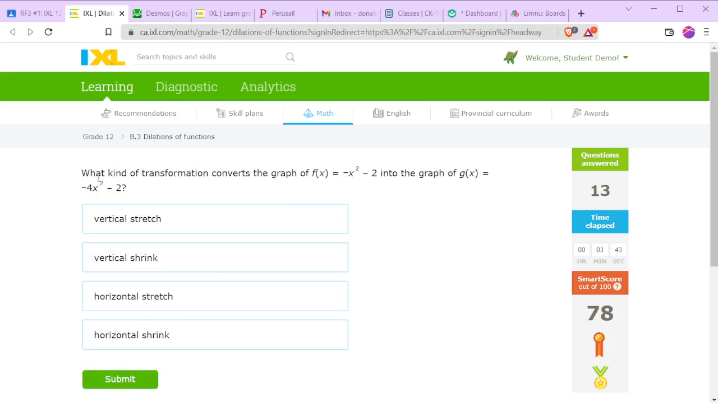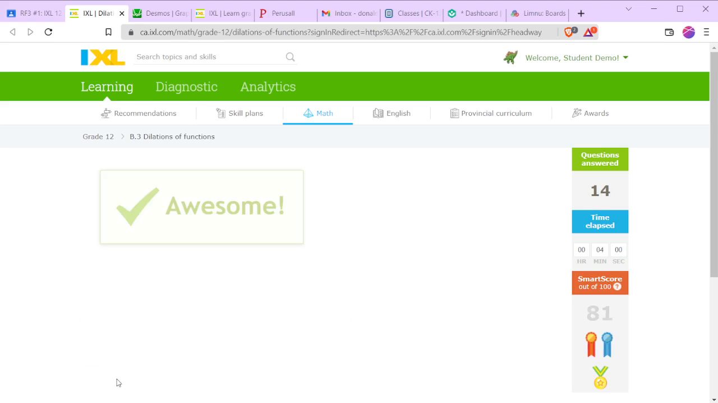Now here we have to be careful. Our constant is negative 2 in both cases. So whatever's happening is acting only on the x, but this is x squared. So we replaced x with 2x to produce a 4x squared. So this is a horizontal shrink. We've multiplied x by a number greater than 1.